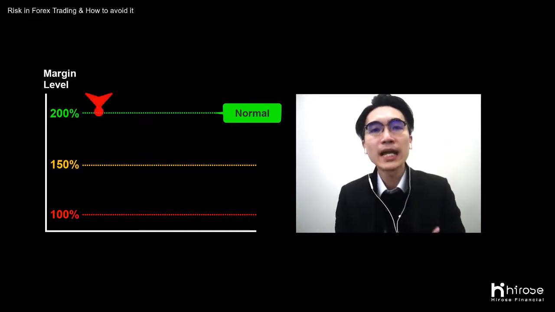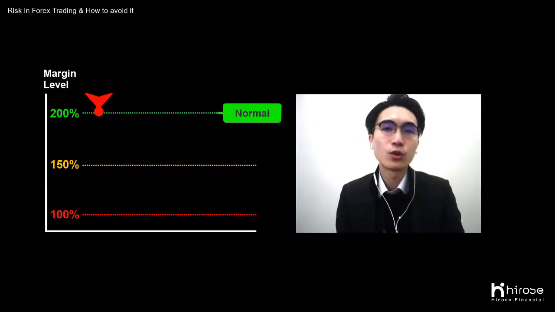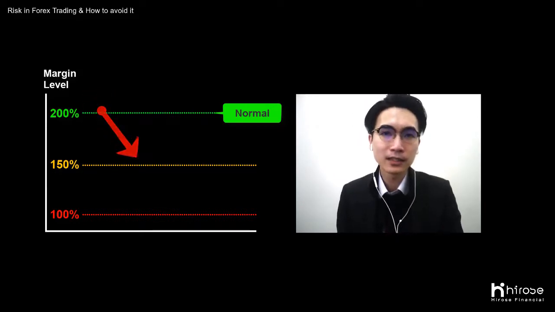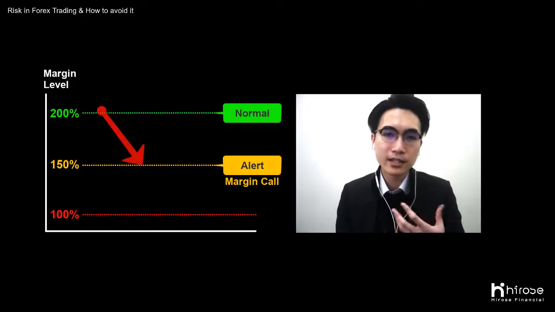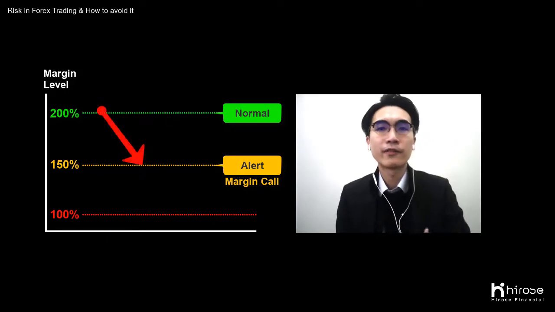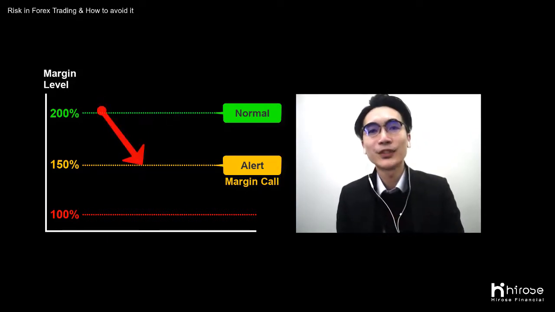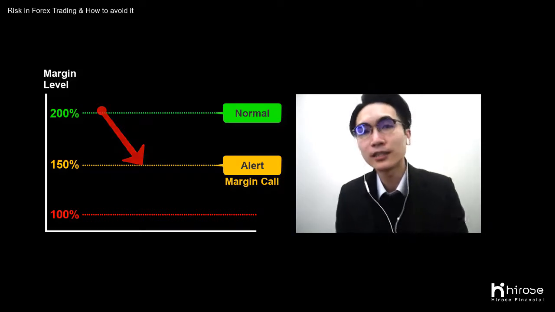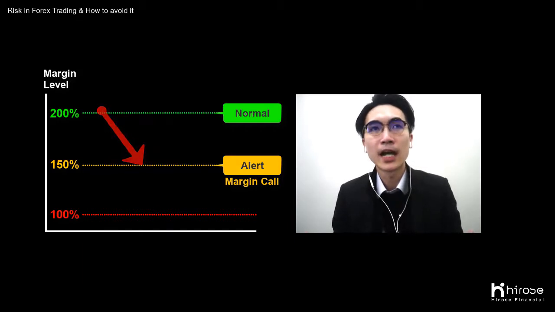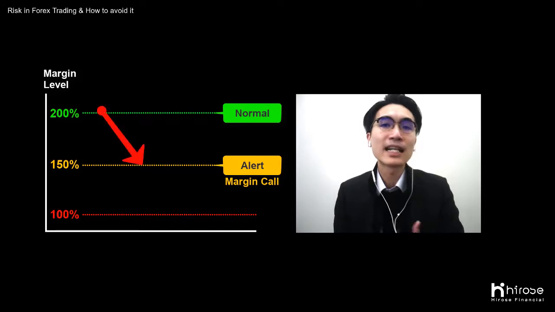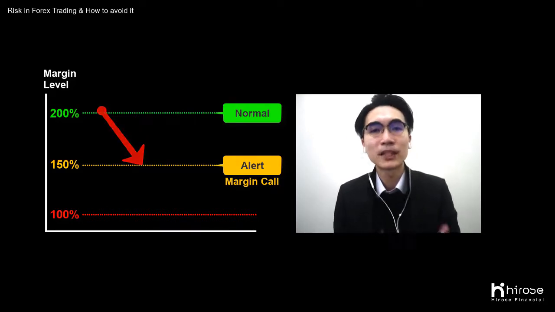But when the margin level reaches 150%, that's when the margin call is going to happen. What a margin call does is simply alert you that you need to top up your account, or you need to close some of your positions so that you can have enough funds to support your positions. So that's what the margin call does. The margin call is at 150%.